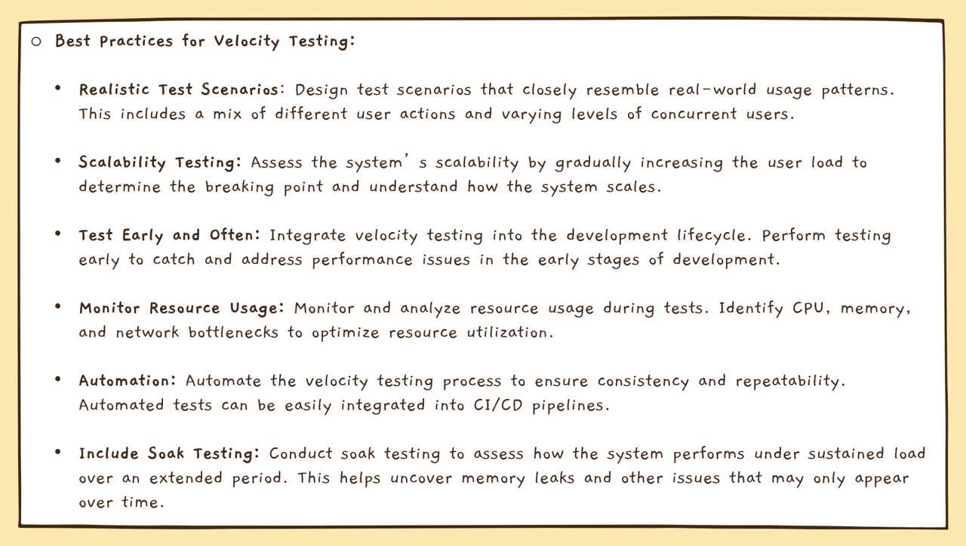Automation. Automate the velocity testing process to ensure consistency and repeatability. Automated tests can be easily integrated into continuous integration/continuous deployment (CI/CD) pipelines. Include soak testing. Conduct soak testing to assess how the system performs under sustained load over an extended period. This helps uncover memory leaks and other issues that may only appear over time.